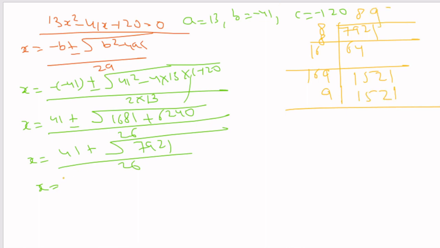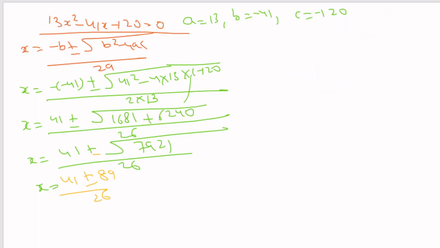So let's see, the square root of 7921 is 89. And right here, 41 plus minus 89 divided by 26. Now this is not the only way to get the square root. You can use any other method also. Not method, you can use logic. So simply you can say that, right?